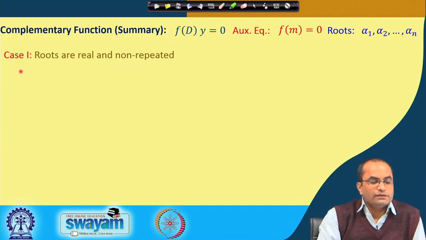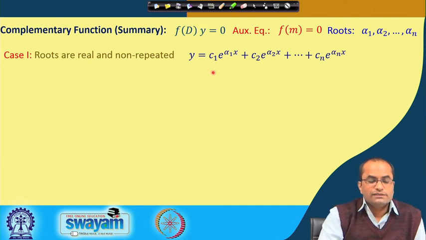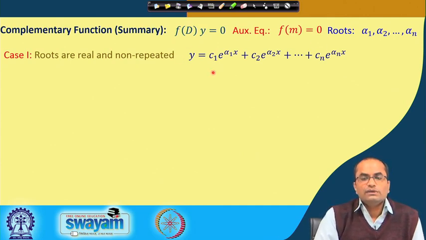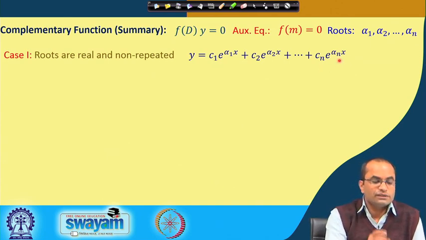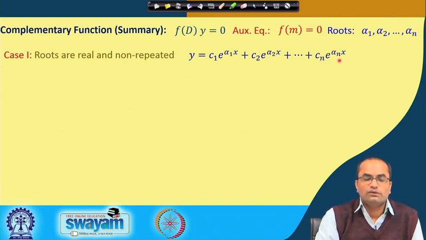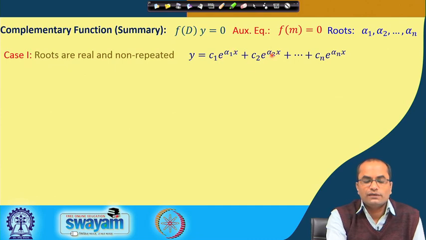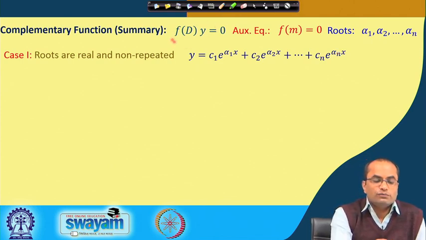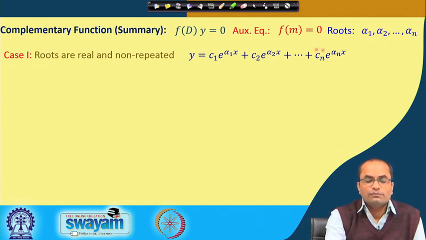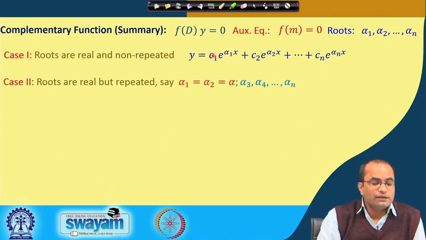Case 1: when the roots are real and non repeated. So, we have y equal to c1 e^(alpha1 x) plus c2 e^(alpha2 x) and so on, up to cn e^(alpha n x). Each of the terms e^(alpha1 x), e^(alpha2 x), up to e^(alpha n x) is a linearly independent solution of the given homogeneous differential equation, and their linear combination will give the general solution.